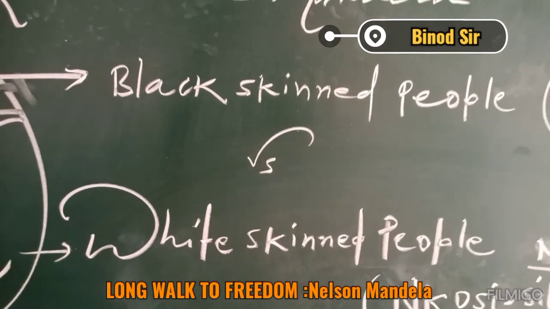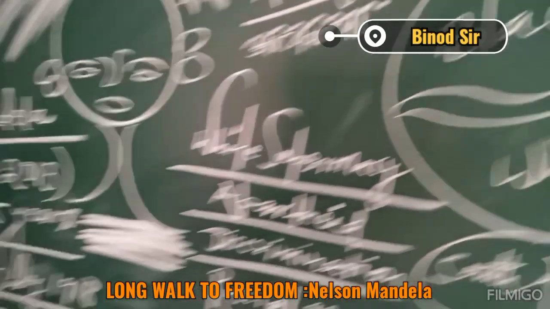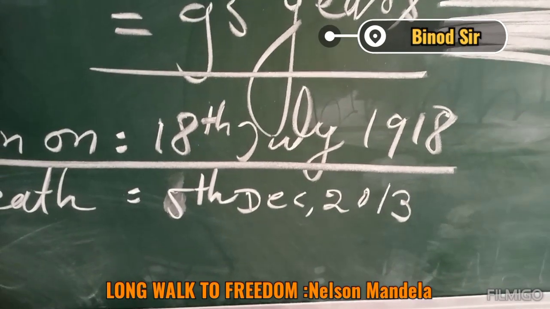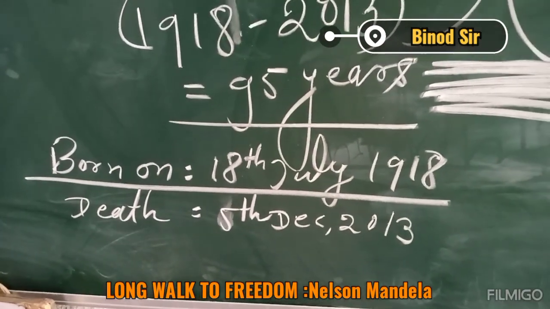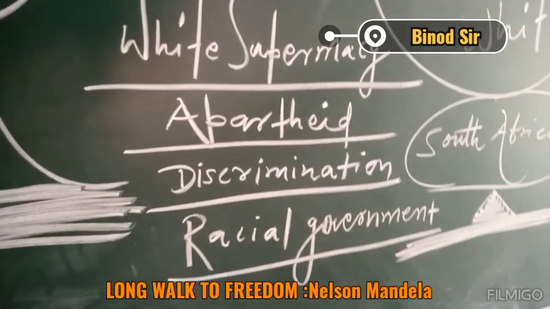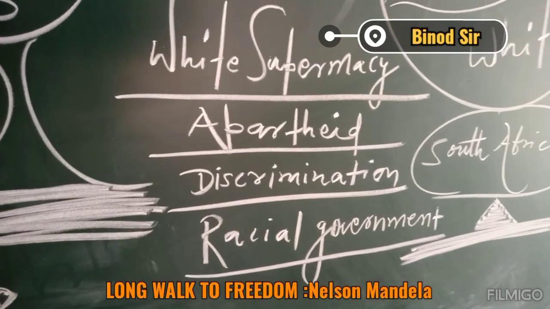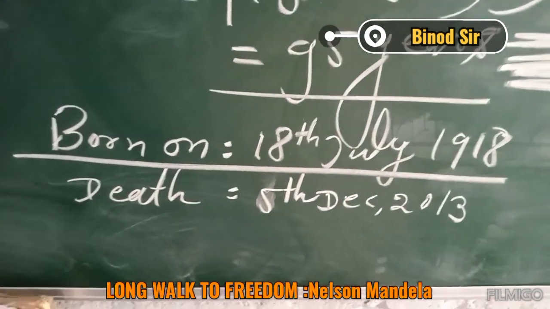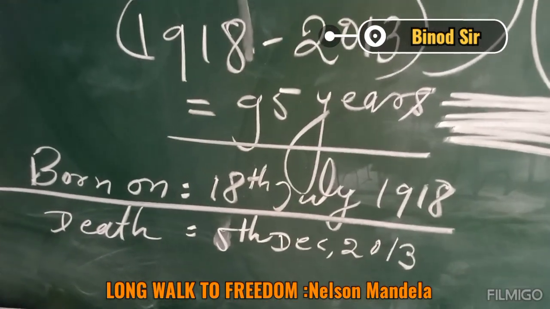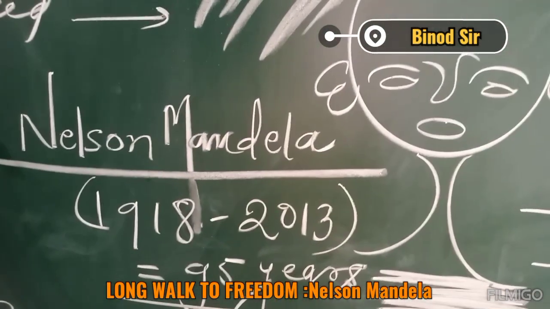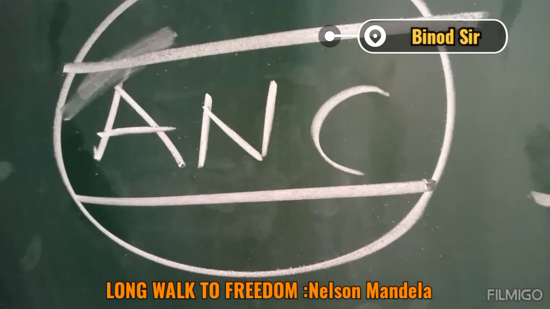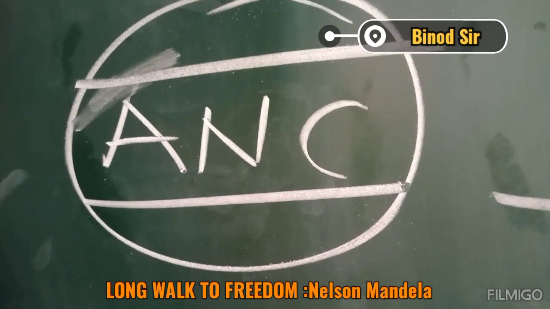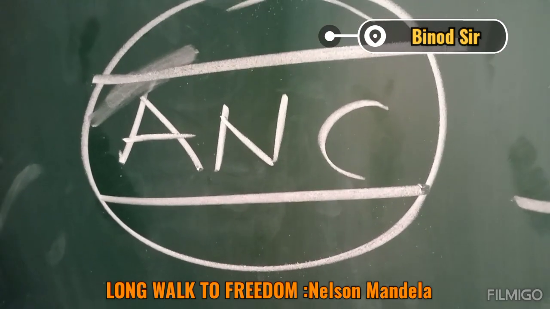Nelson Mandela was born on 18th July 1918, and when he came to know about the problems of discrimination, he started to fight against the racial government, that is, white supremacy in South Africa. He completed his LLB study at a South African University and joined the ANC, African National Congress. Now he became a leader and started to fight against the policy of apartheid, that was discrimination and racial government in South Africa.